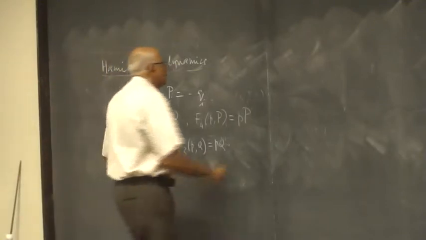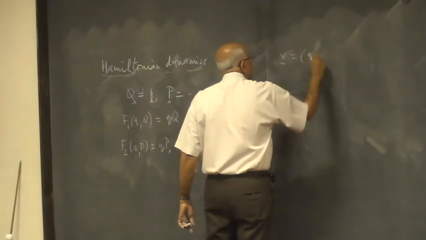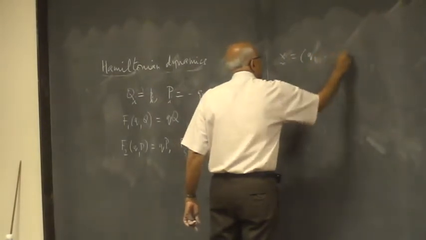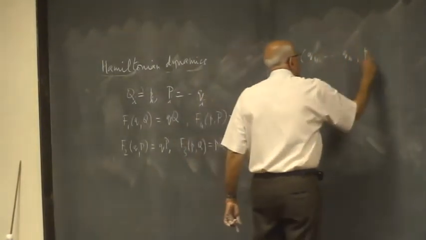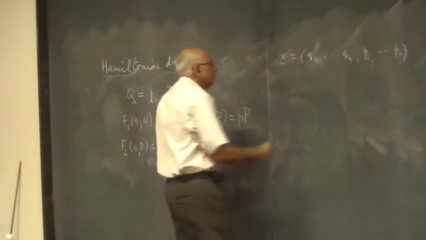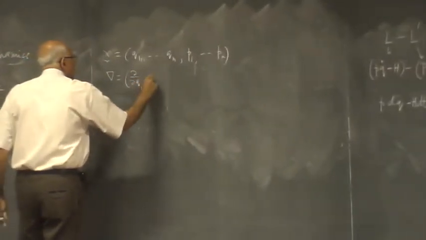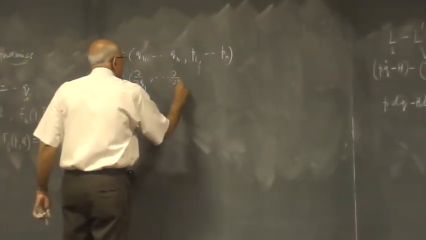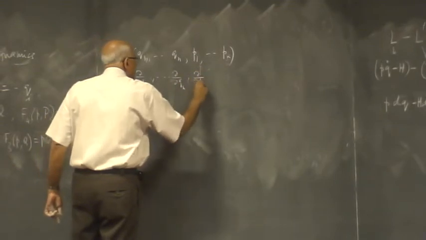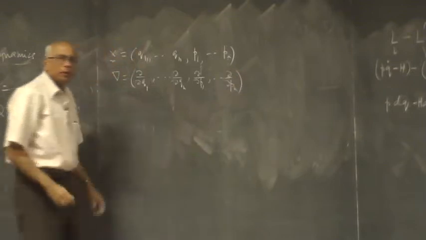The answer is the following. Suppose I define in my phase space all the Q's and P's: Q1, ..., Qn, P1, ..., Pn. And the gradient operator in this phase space is of course delta over delta Q1, ..., delta over delta Qn, delta over delta P1, ... Fine.